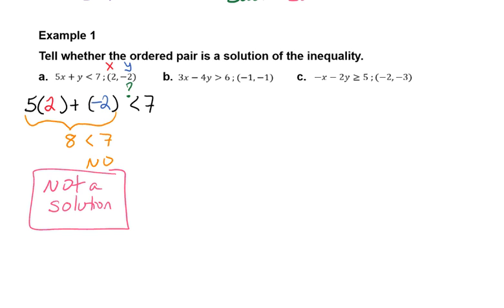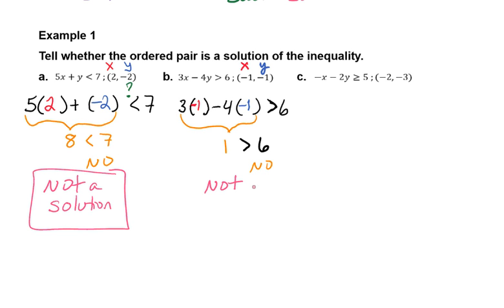Let's look at letter B. We're going to have the same thing. We're going to have our x and our y, and we're simply going to plug them in. And so we have 3 times -1 minus 4 times -1. When we plug that into our calculator, that's going to give us a value of 1. And so we want to know, is 1 greater than 6? And that answer is no. 1 is not greater than 6. So this is also not going to be a solution.